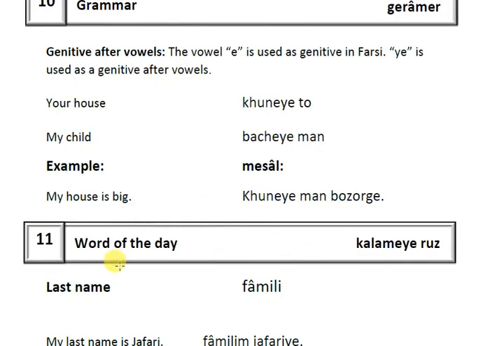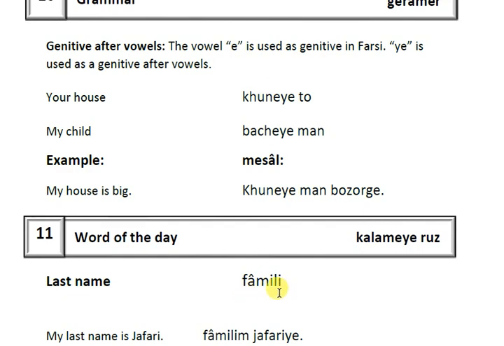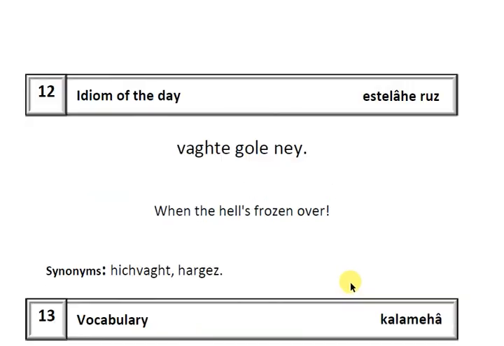Okay, word of the day is family. Family means last name. فامیلیم جعفریه. فامیلیم, my family name, my last name, جعفریه. Jafari is a common, popular last name. A at the end simply means is. Jafariye is a brief form of hast. Hast, the brief form of it is a.